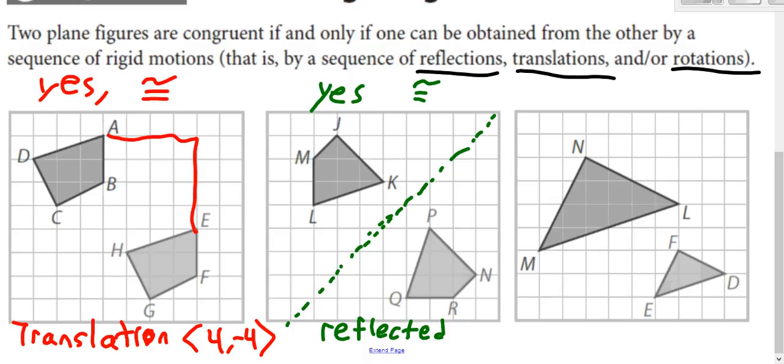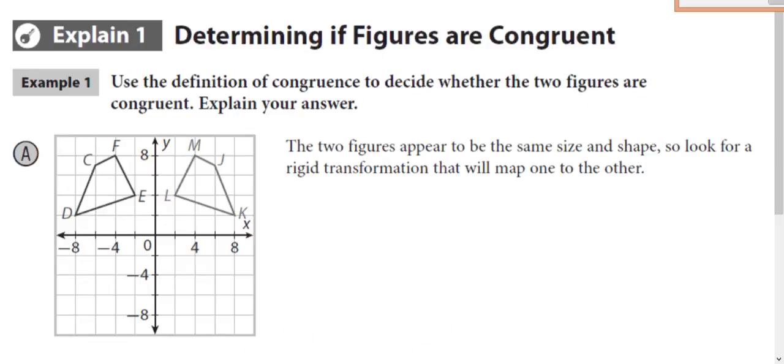So these two figures, they are definitely not congruent. To get from one to the other, it would have to be a dilation. So not congruent because that is a dilation. Everything, all the coordinates are being multiplied by some number. And dilations change the size and shape, unless the scale factor is 1. Dilations will change the size and shape.